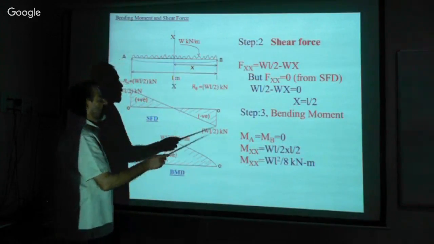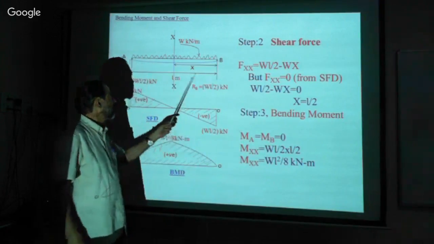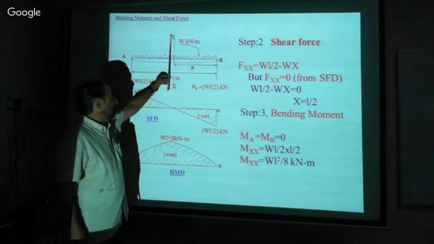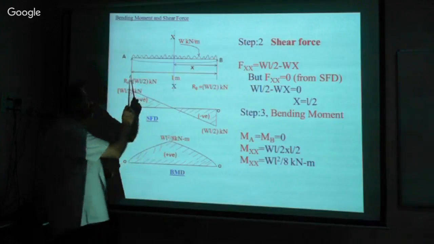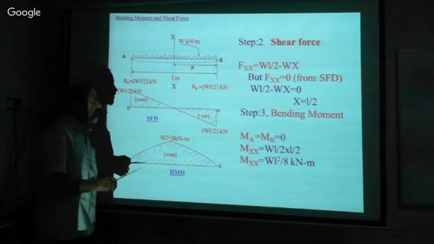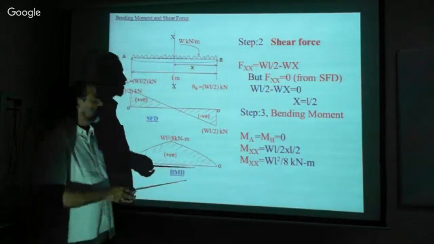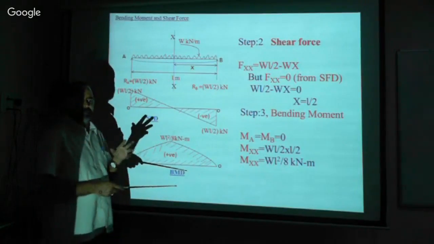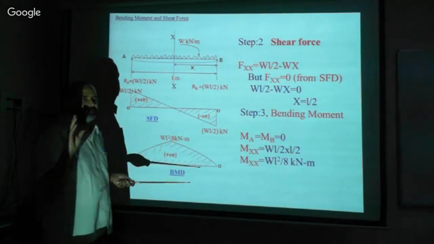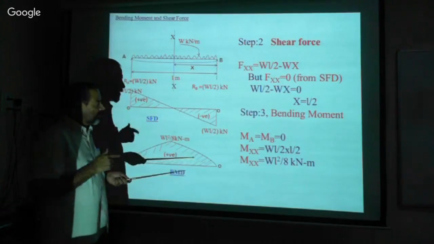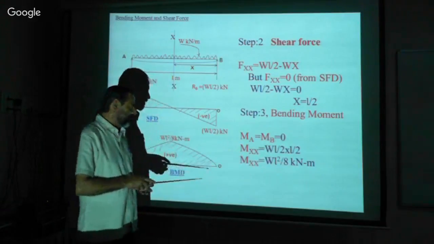Now after simplification, you will get WL square by 8 kilonewton meter. That is the bending moment at the center of the span for a uniformly distributed load. Please remember this forever, whenever design comes. Normally for all beams and structures with uniformly distributed load, we need to remember this WL square by 8 kilonewton meter.